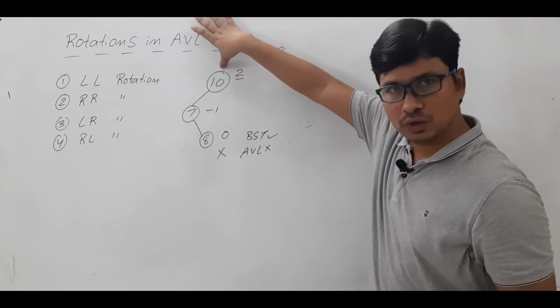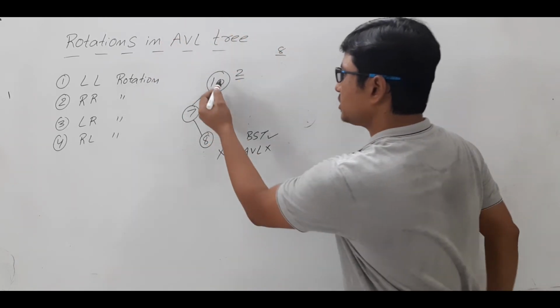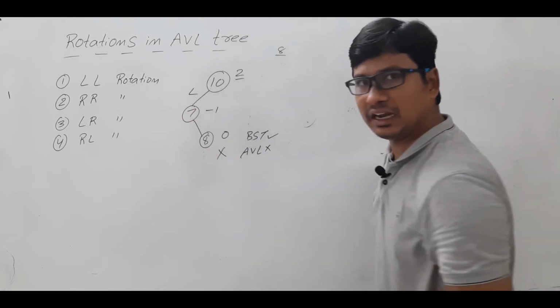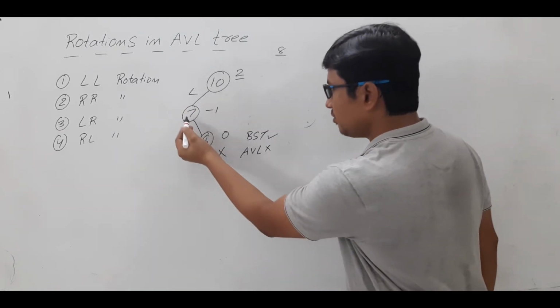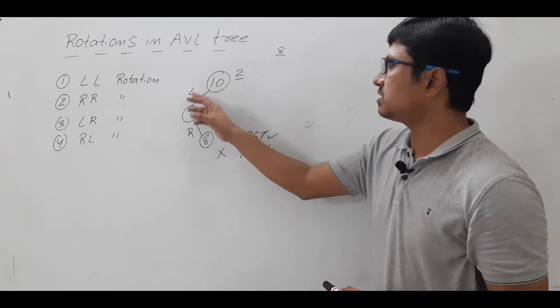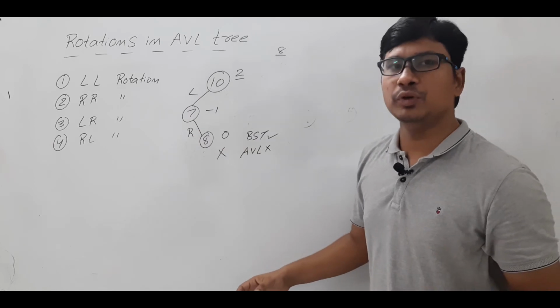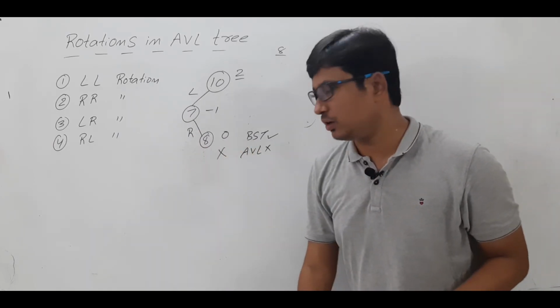Now from this node, you need to traverse to the newly inserted node. First you are going to the left hand side, then from here you are going to the right hand side. So I can say that this is LR rotation. So this is the way you compute what kind of rotation you need to follow.